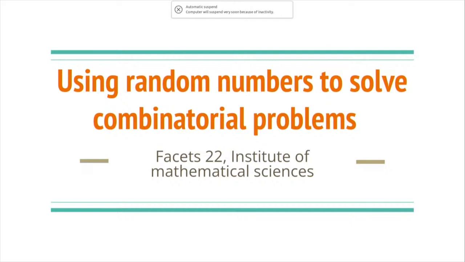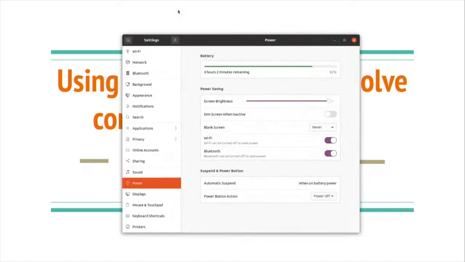We have Kripa Gowrishankar from Azim Premji University, which is outside Bangalore, greater Bangalore area. Okay, so yeah, maybe I'm doing a poor job of introduction. So Kripa will give herself, and her talk is about using random numbers to solve combinatorial problems. We welcome Kripa.